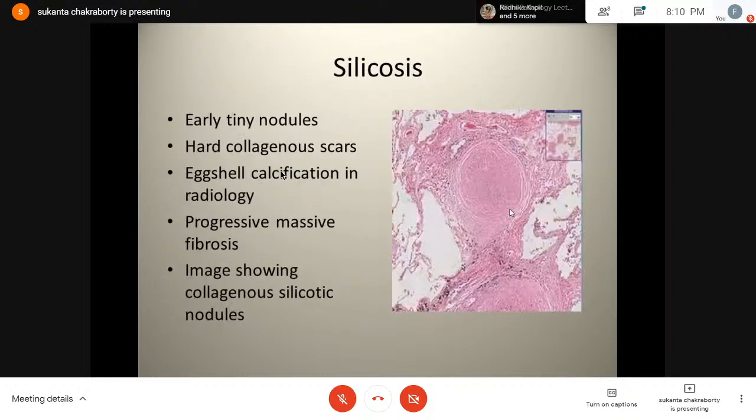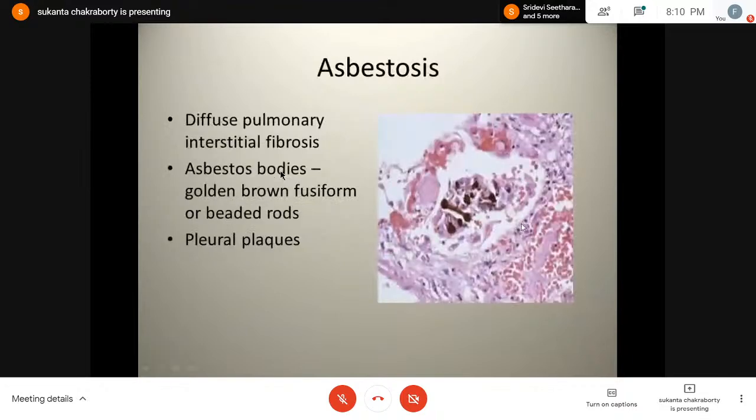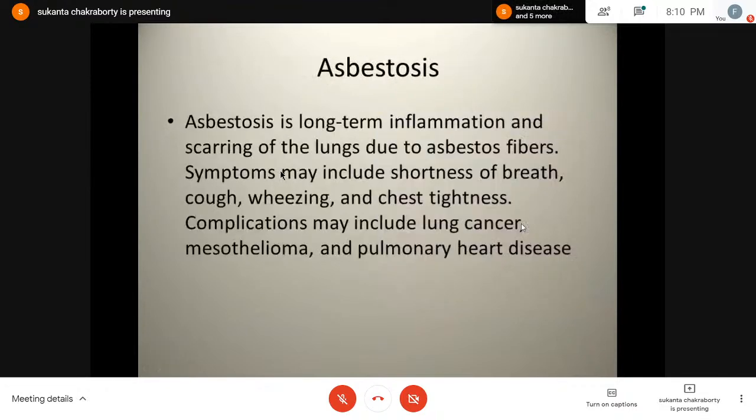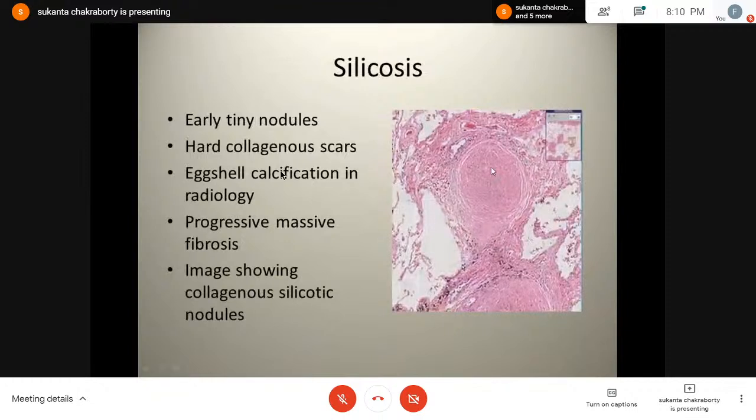Next is silicosis. Initially, silicosis gives rise to very tiny nodules in the lung and also in mediastinal lymph nodes. Next, hard collagenous scars are formed. In radiology, silicosis gives rise to a typical pattern of fine calcification called eggshell calcification. And ultimately, as I have already said, there is progressive massive fibrosis. This image of silicosis is showing a late stage, with collagenous silicotic nodules.